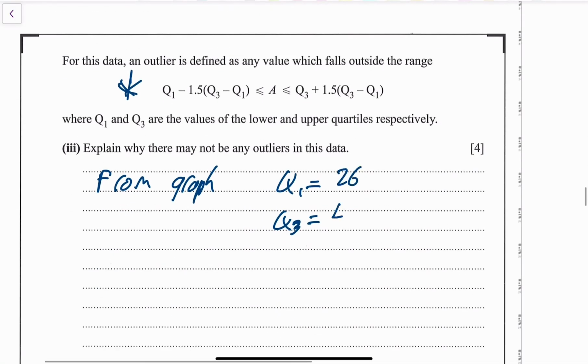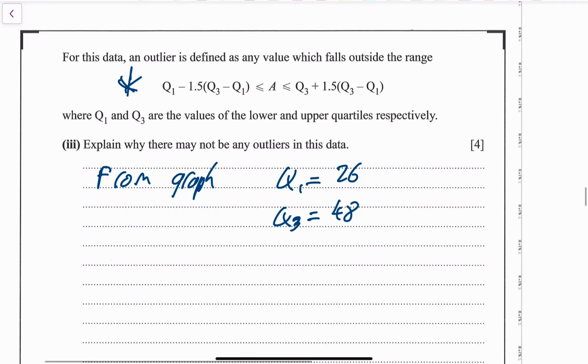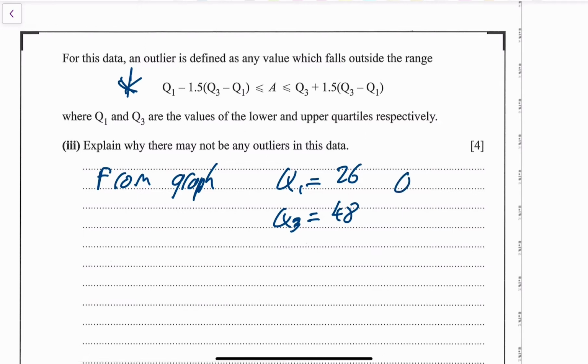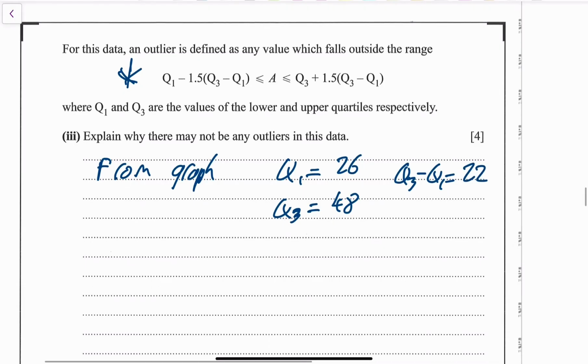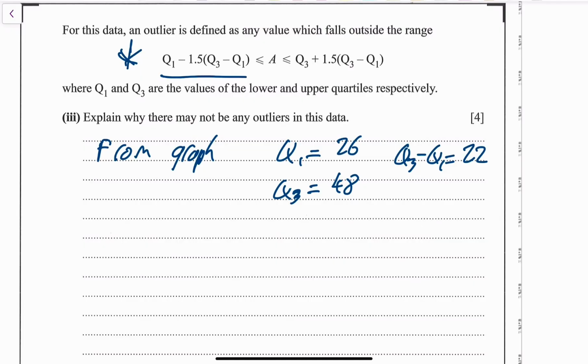26 and 48. Let me just check there. I've just done earlier on. Let's see, is that right? 26 and 48. Yep. So that means my Q3 minus Q1 is going to be equal to 22. Now, let's calculate these things.